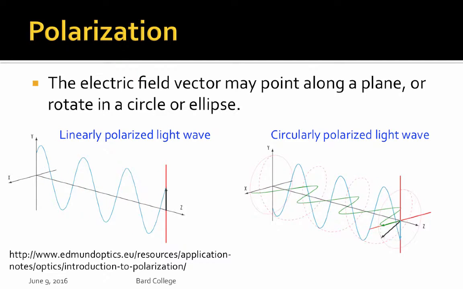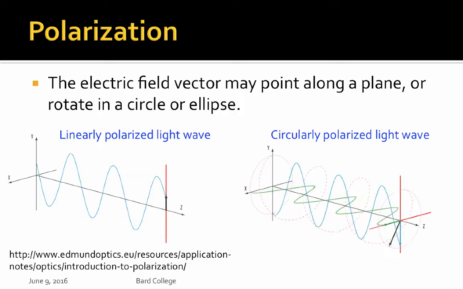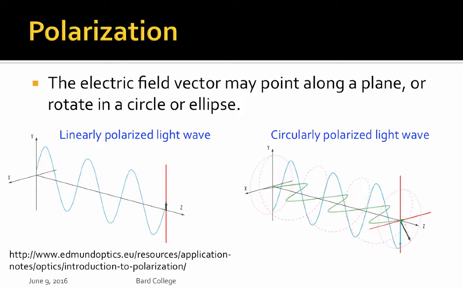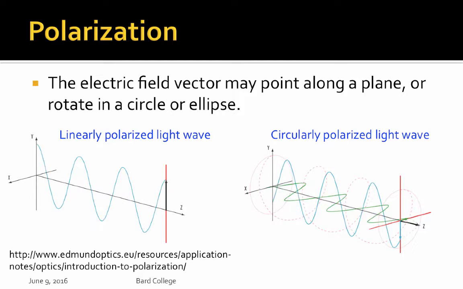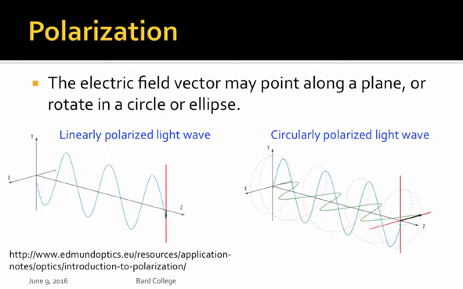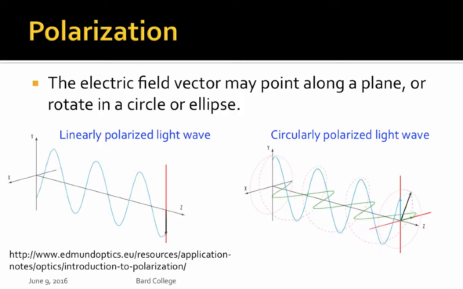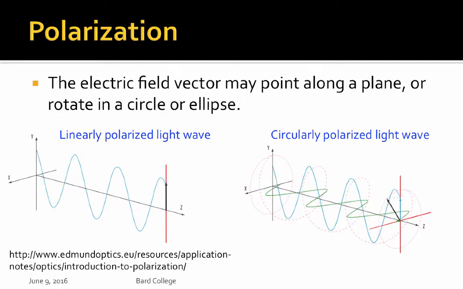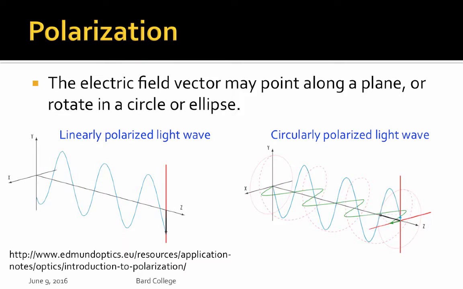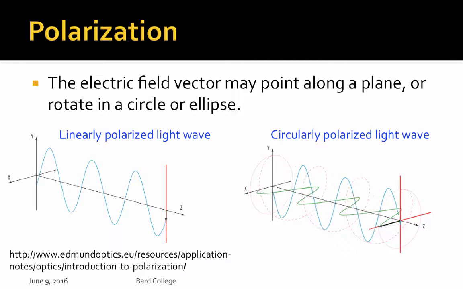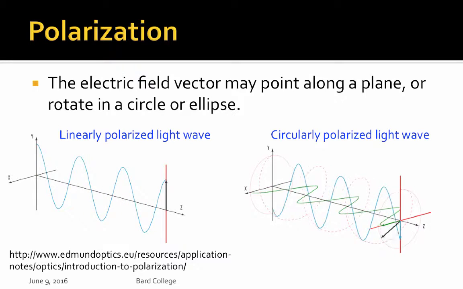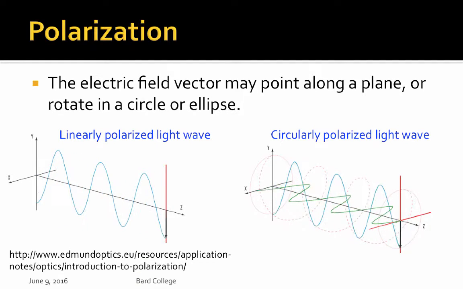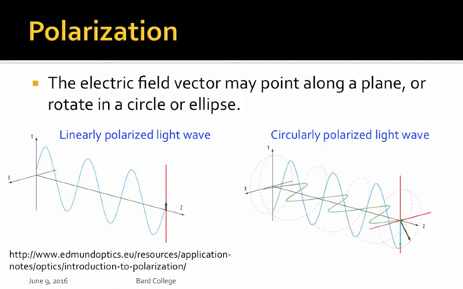The GIF on the right is a circularly polarized wave. If you look at the black arrow on the right-hand side of the GIF, you'll see that it's traveling in a circle. And what it is showing you is it is tracing out the electric field as it passes that red axis. The electric field in this case is traveling in a circle. We'll talk more about circularly polarized light at another time.